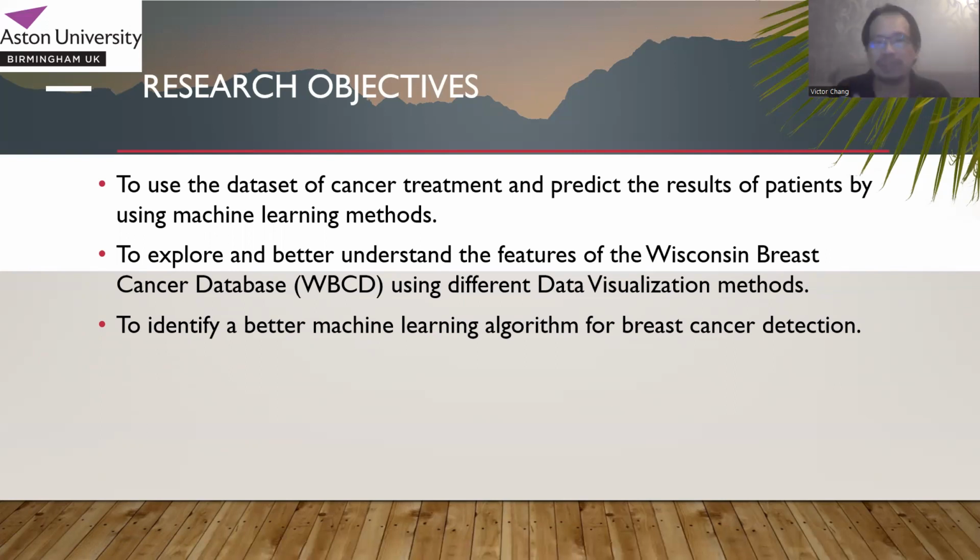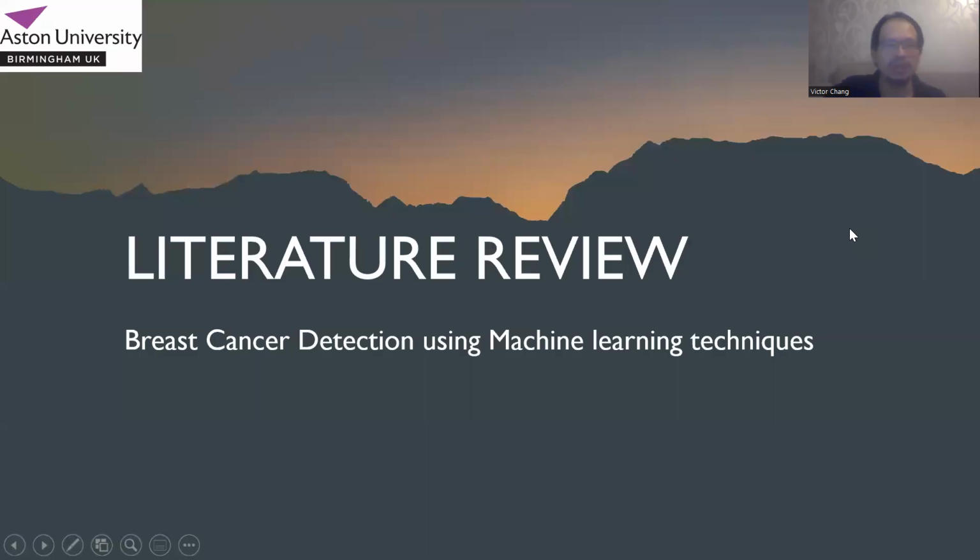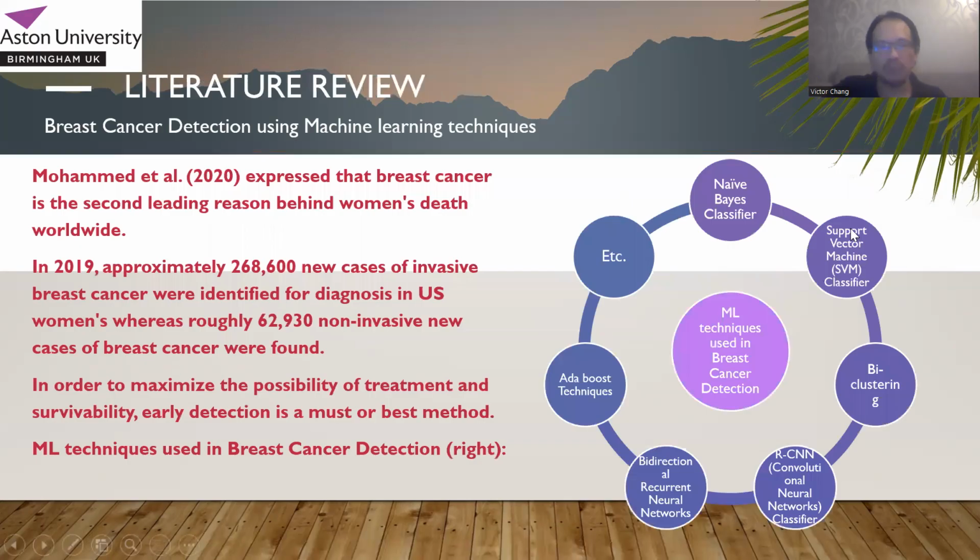Then together with the data visualization method, we make sense of the data. And then finally, we identify a better machine learning algorithm for breast cancer detection, because it's very crucial to detect it at an early stage. The literature review is as follows, but please bear in mind that for further details, please read our paper, because the intention is just to give a summary.